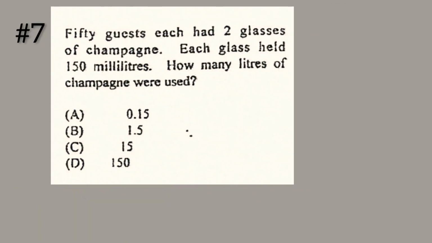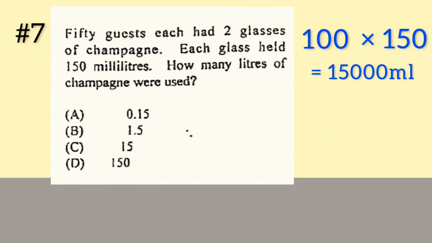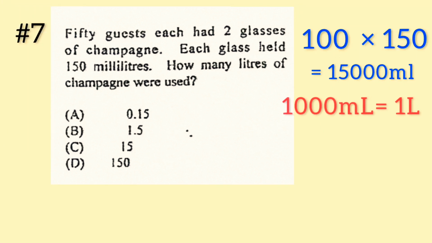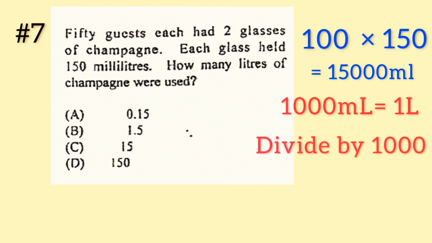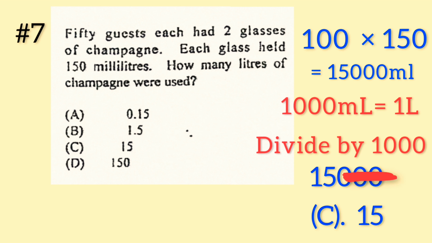Number 7, 50 guests each had 2 glasses of champagne, so that's 100 glasses. Each glass held 150 milliliters. So I would go right ahead and multiply the 100 by 150. Right, to see total milliliters, which is 15,000. Now 1,000 milliliters give you our liter, so we divide by 1,000. So 15,000 divided by 1,000 give us 15. So answer there is C, 15.